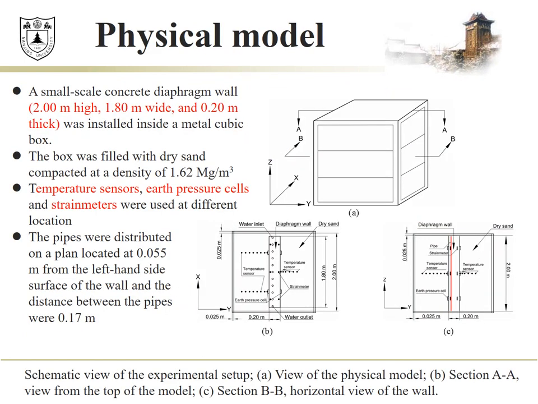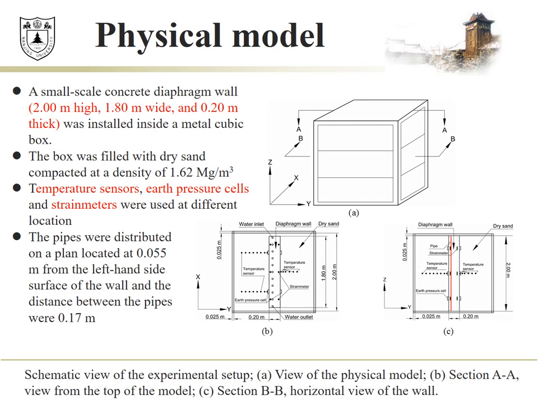Shown in this figure is a schematic view of the experimental setup. A small-scale concrete diaphragm wall was installed inside a metal cubic box. The internal height and the width of the box are similar to those of the wall. The thickness of the box is 25 millimeters. That is high enough to consider that the box is undeformable in this experiment.